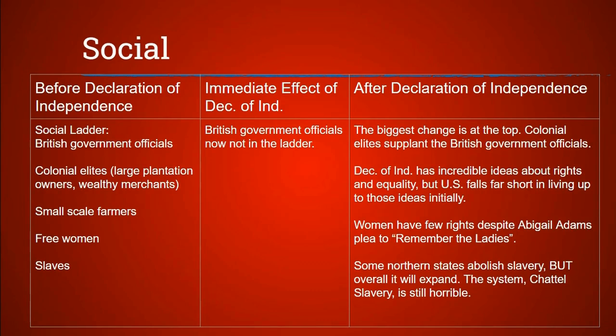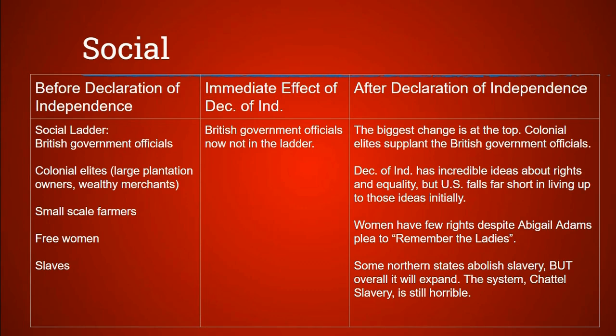Next, let's take a look at the social landscape. In this category, there are not a whole lot of changes. Before the Declaration of Independence, the social ladder looked like this. You had British officials on top, then colonial elites, which would include everyone from large plantation owners to wealthy merchants. Then the vast majority of Americans who are small-scale subsistence farmers. Looking at specific social groups, free men are clearly at the top, with free women having few rights at all below them, and slaves of any gender at the bottom.